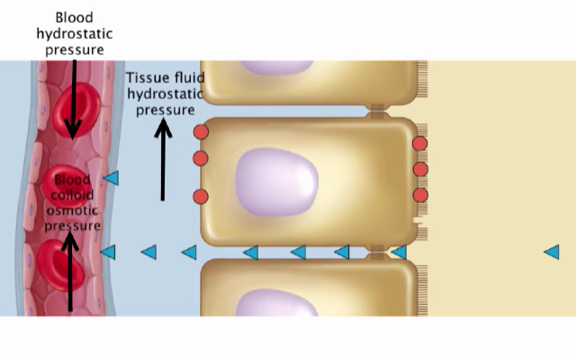When you compare the osmotic and hydrostatic pressures between the tissue fluid and the peritubular capillaries, reabsorption into the capillary is strongly favored here, and therefore most of the water filtered out of the glomerulus is returned to the bloodstream.